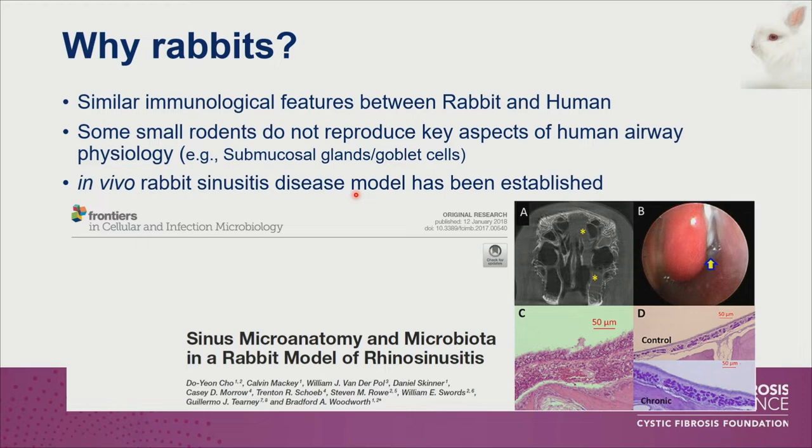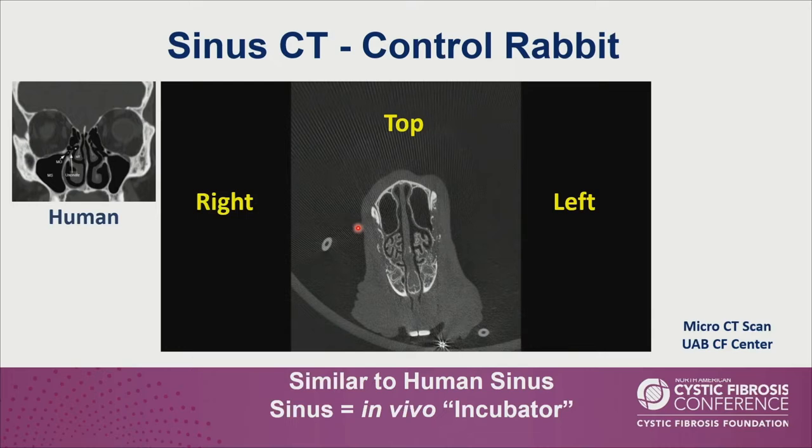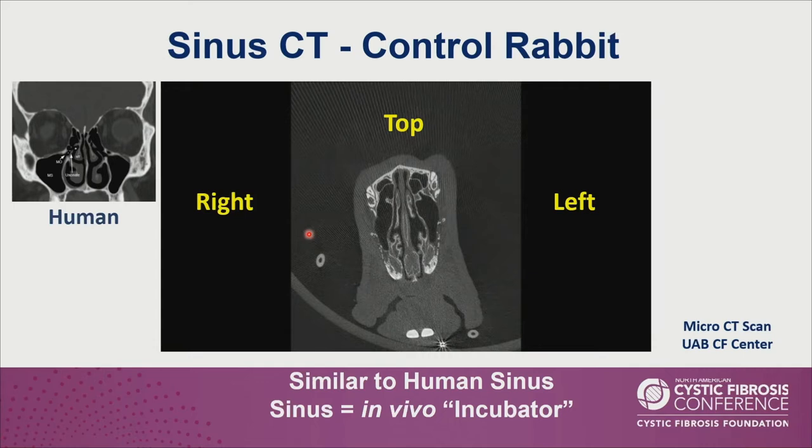There are a lot of in vivo rabbit sinus models, which were demonstrated starting in the 2000s. UAB has a very excellent micro CT scanner, so we're able to scan the rabbits really well. You can see here the rabbit has a really good sinus cavity, with left and right aeration. This is the human sinuses, and it's very similar to human. This is the top, this is the left sinus, and the right sinus.